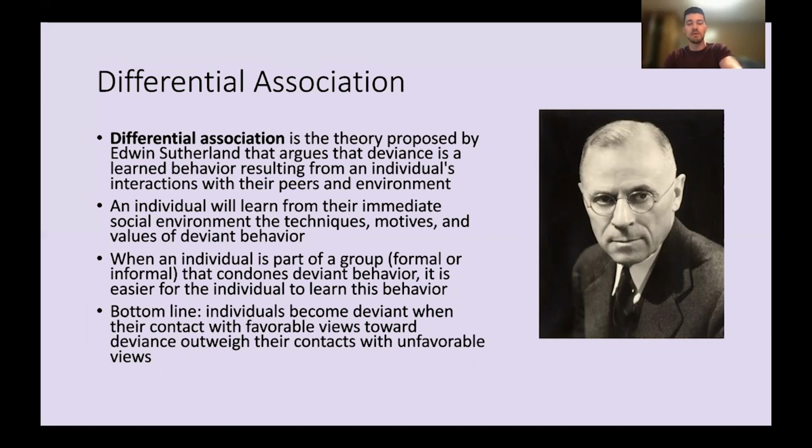So it's basically what Sutherland is saying. The basis of this theory is just the learned behavior resulting from an individual's interactions with their peers and environment. So it's basically saying that we're learning this deviant behavior from something. It's not coming internally. It's not coming out of necessity. It's coming out of learning. We're with a group of people that think it's okay, so we're going to think it's okay. And the bottom line, individuals become deviant when their contact with favorable views towards deviance outweigh their contacts with unfavorable views.